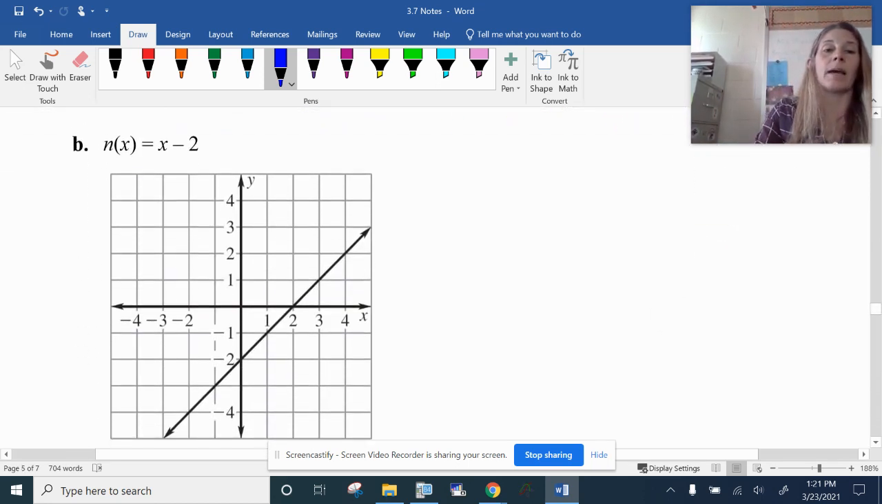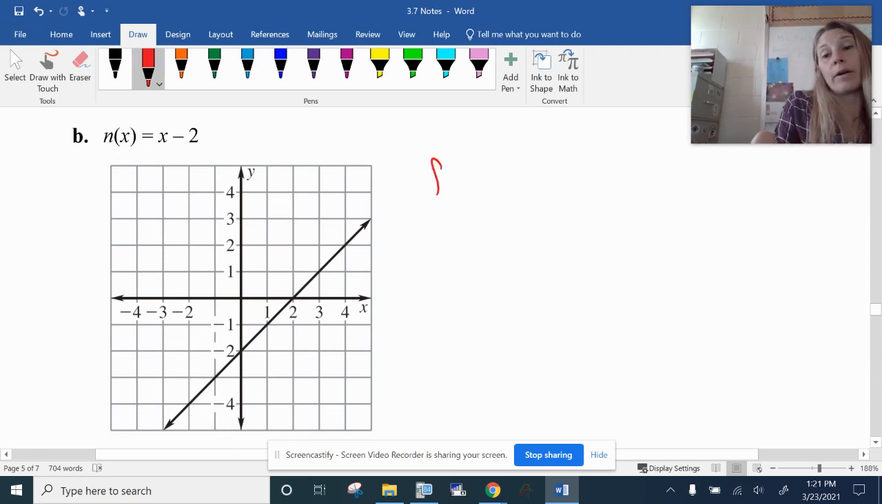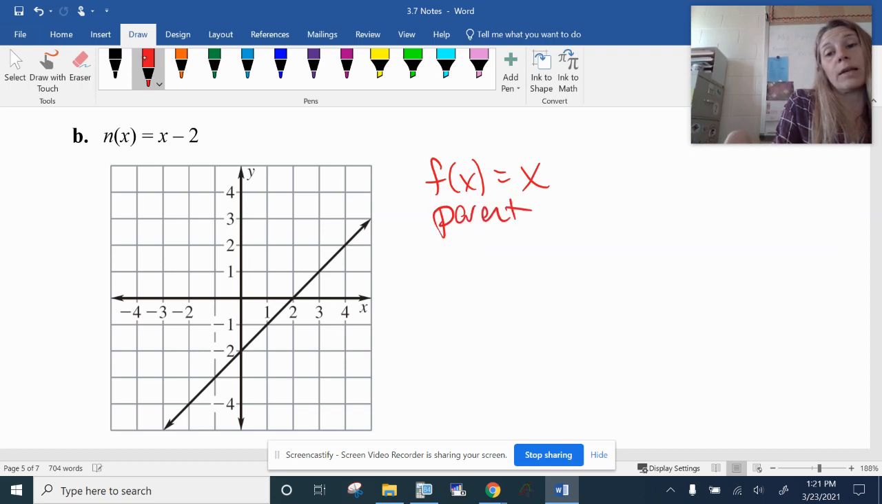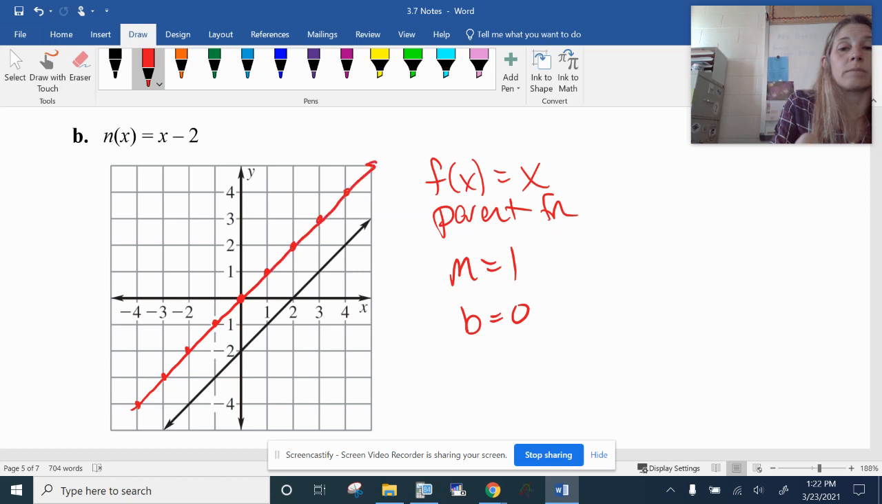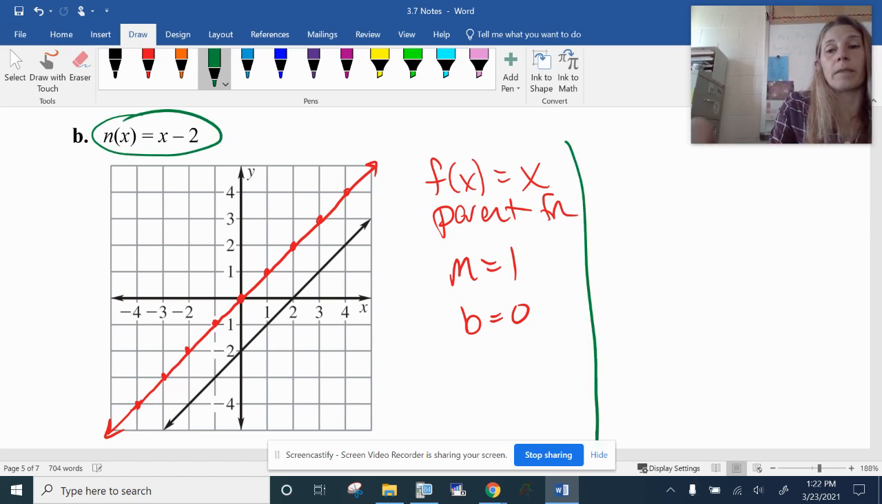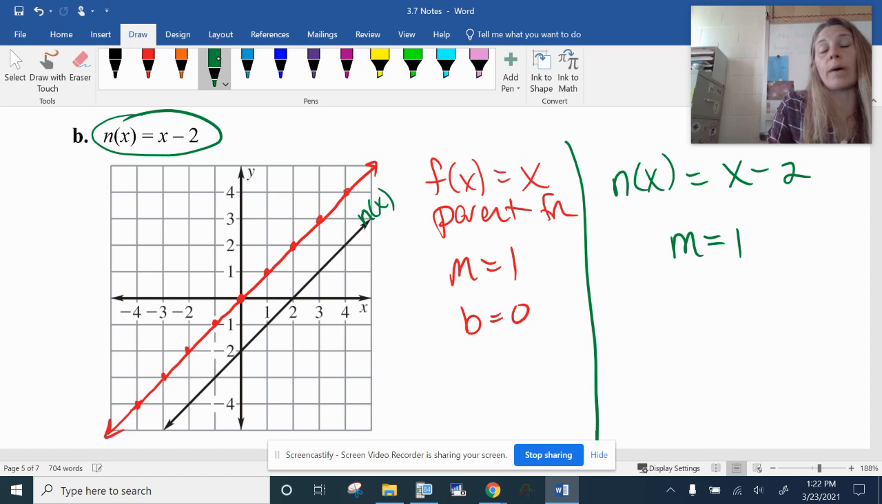All right, so again, I'm going to start out with my parent function. This is my parent function here, and I'm going to put that in the red. So remember, my slope is 1 and my y-intercept is 0. Now the function for the problem here, n of x, that's this one, is x minus 2. So this one also has a slope of positive 1, but this time the y-intercept is negative 2.